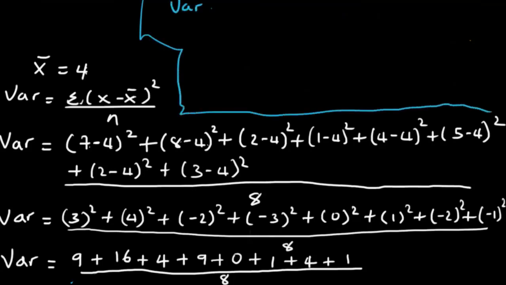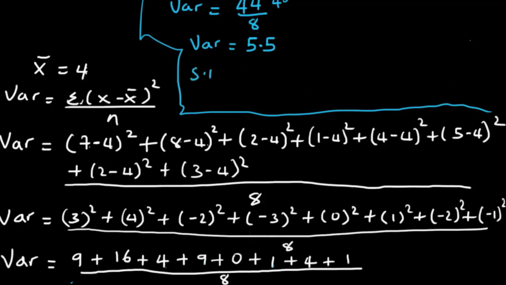So we should be having variance equals to 9 plus 16 is 25, 25 plus 4 29, 29 plus 9 should give us 38, 38 plus 0 is 38, 38 plus 1 39, 39 plus 4 should give us 43, 43 plus 1 should give us 44. So we have 44 all over 8. So variance equals to 44 divided by 8. 8 in 44 should give us 5, remainder 4. 8 in 40 should give us 5. So variance equals to 5.5.